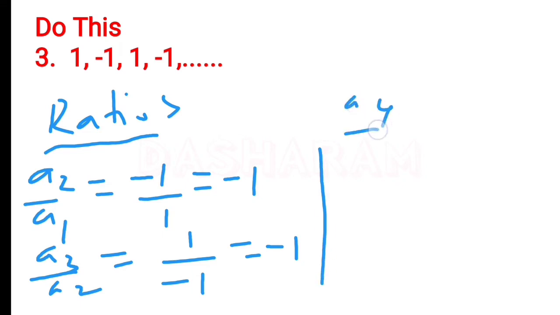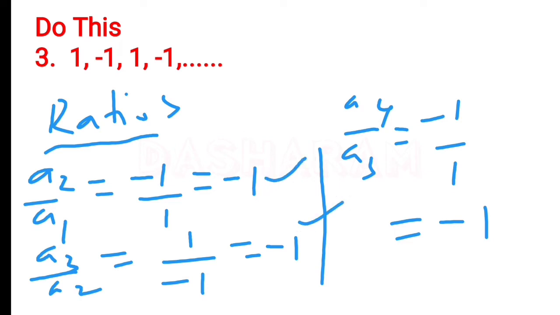Third ratio A4 by A3. So A4 value is minus 1, A3 value is 1. Minus 1 by 1, answer is minus 1. In the three cases we got the same answer. So then the given list of the numbers are in the GP. Don't forget to write the conclusion. So you write the conclusion.